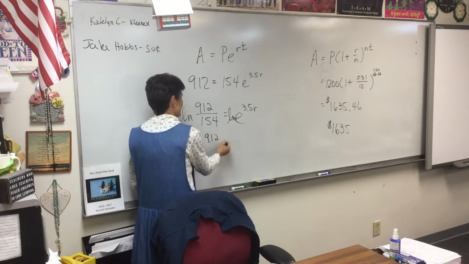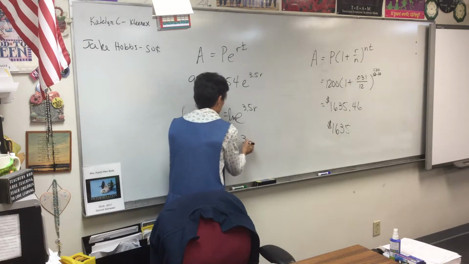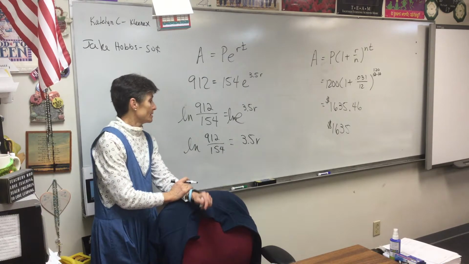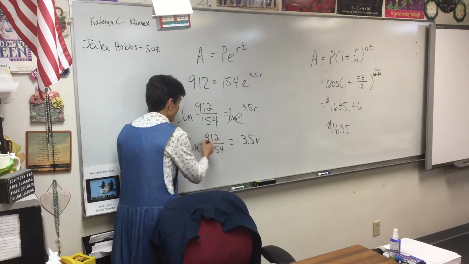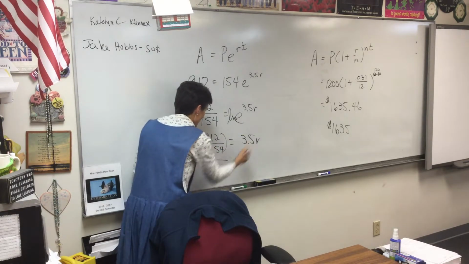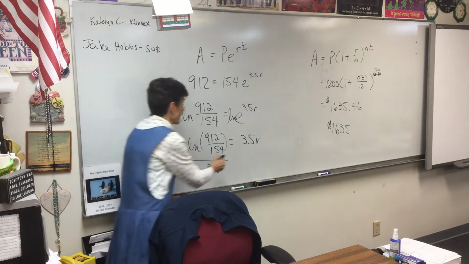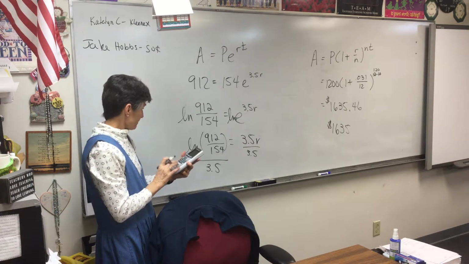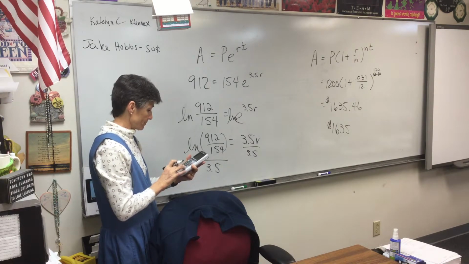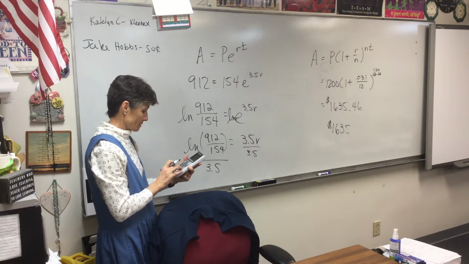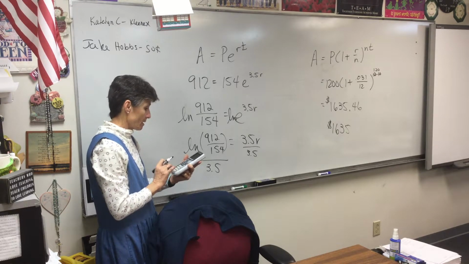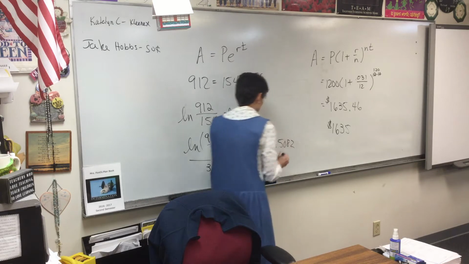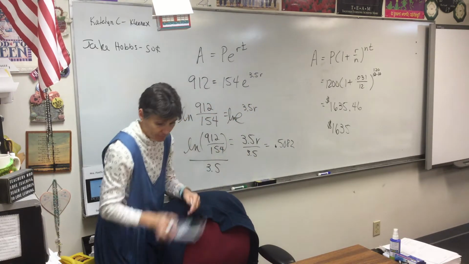So ln 912, and so on. So this is what we have now. We ln both sides. Now we'll just take this guy right here, whatever he is, and divide him by 3.5. Will that give me my r? Yeah, it will. So here we go. Honestly, when you just put in the equation, you don't even need to do all the extra stuff. Do whatever it takes to get the answer, which is 0.5082. So you should get 0.5082 as your answer.